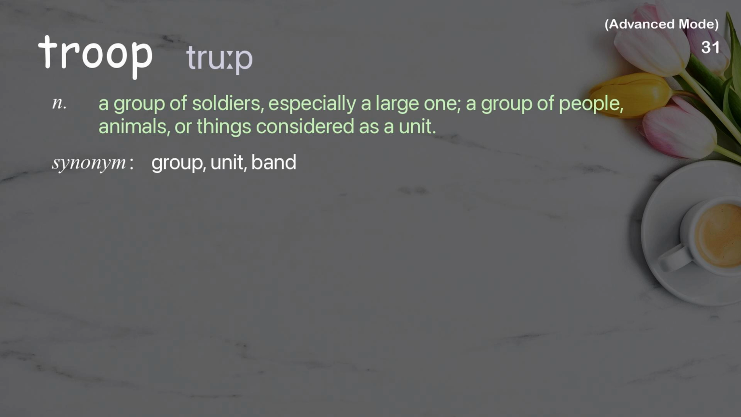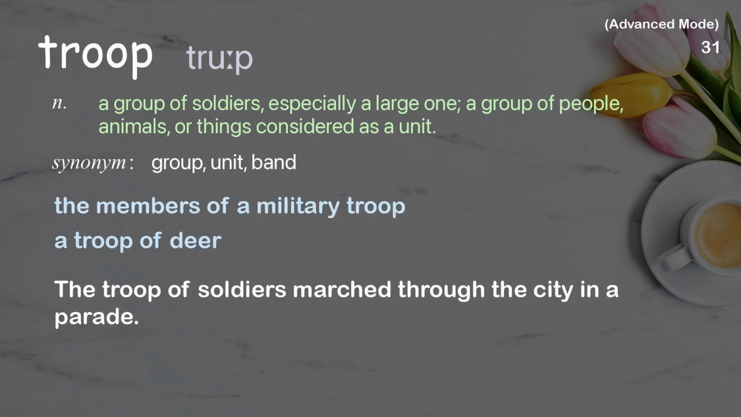Troop. A group of soldiers, especially a large one, a group of people, animals, or things considered as a unit. Examples: The members of a military troop. A troop of deer. The troop of soldiers marched through the city in a parade.